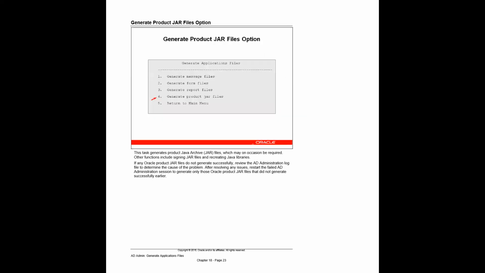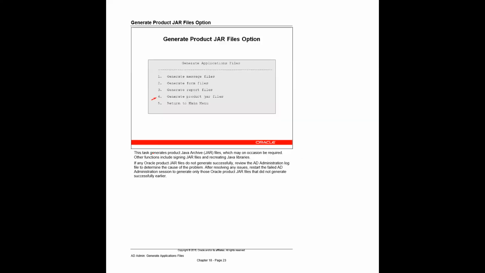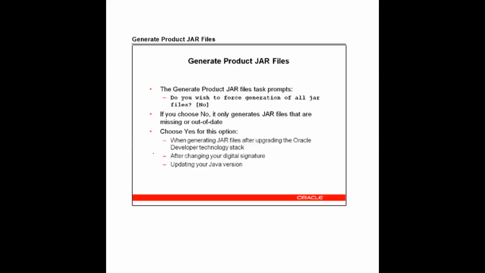Then product jar files, which you have seen. So this task generates product jar files, which may on occasion be required. Other functions, like I told you, are basically for signing the jar files and recreating the Java libraries. For that requirement, you have to do it. Honestly, at least 80% of the commands you will be running in your lifetime as an apps DBA, like 5-6 years, you will be running all of these commands.